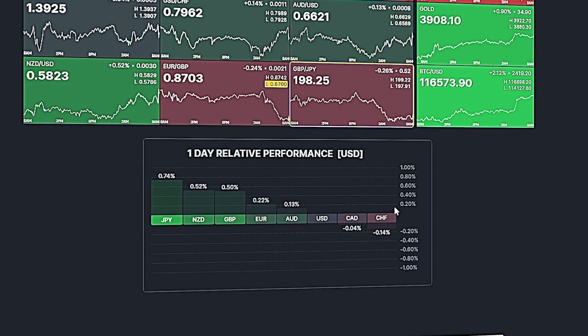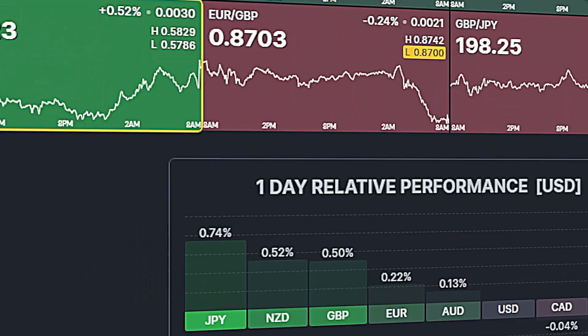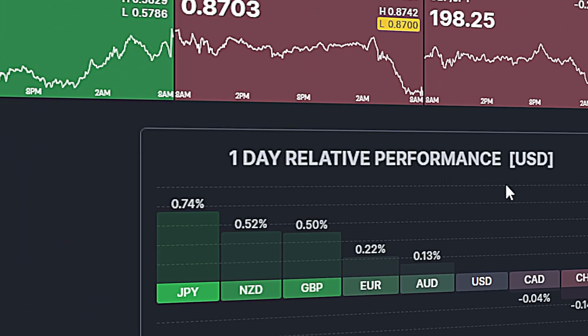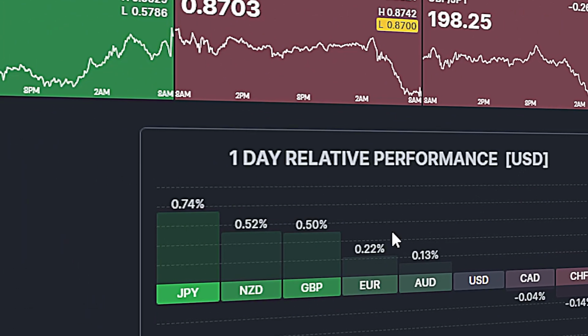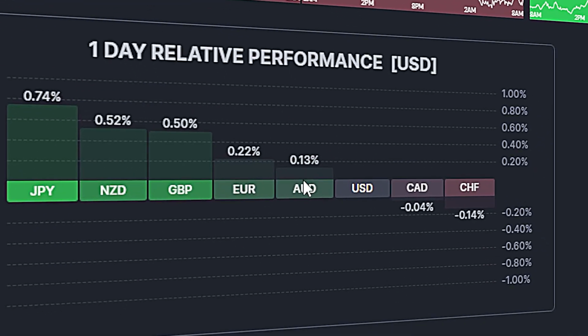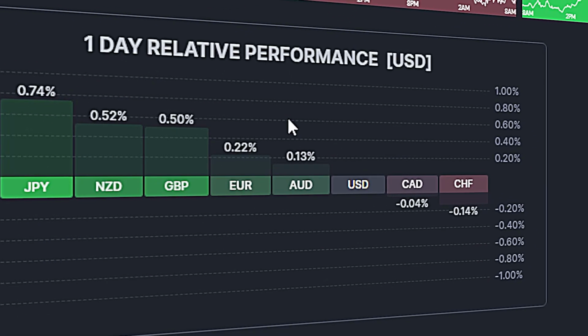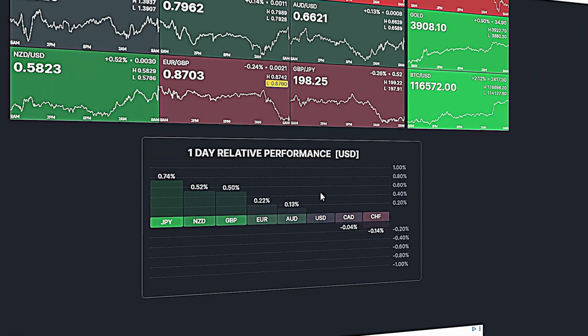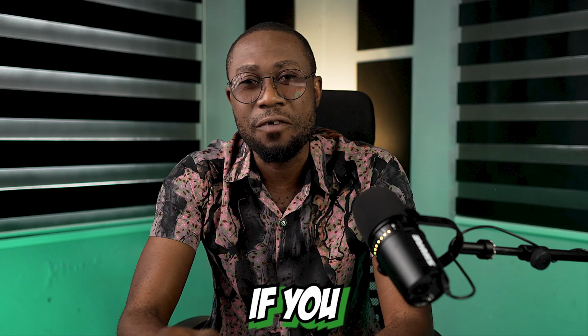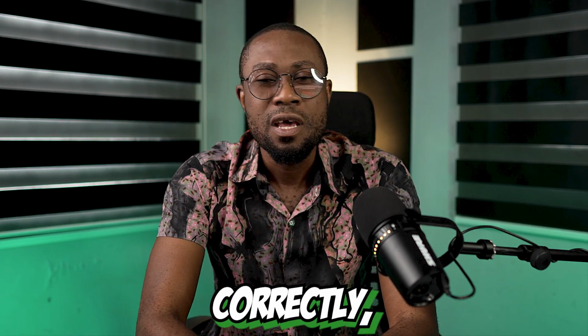I think this is beautiful altogether. But this is the exact thing we're looking for here. This is called the relative one-day performance in USD. I love it so much because it's giving me exactly what I look for, especially when I want to use the Finviz currency heatmap.